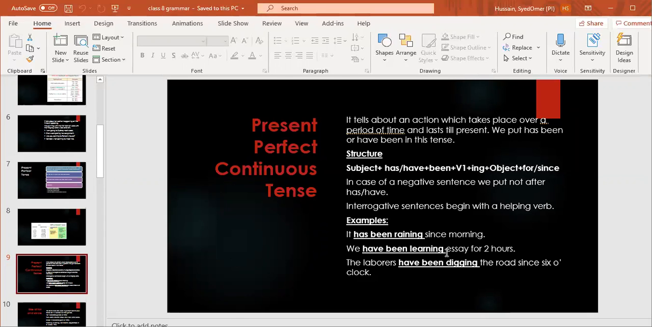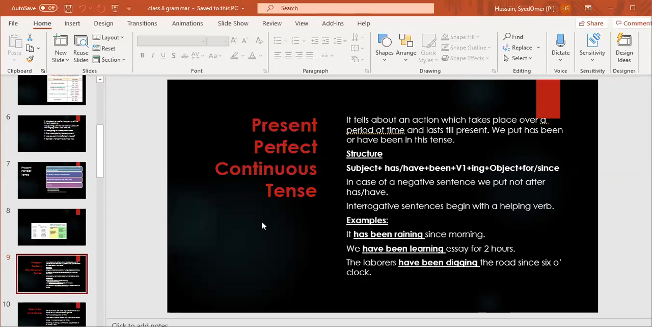Okay, we have been learning essay for 2 hours. We are learning essay, present continuous. We have been learning essay for 2 hours. In the papers, I will give you mixed sentences that fill in the blanks with either present continuous or perfect continuous. So you need to remember wherever time period is mentioned, it is perfect continuous, and where no time period is involved, it is present continuous.